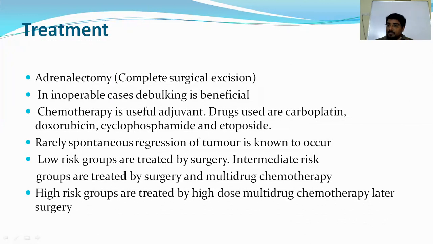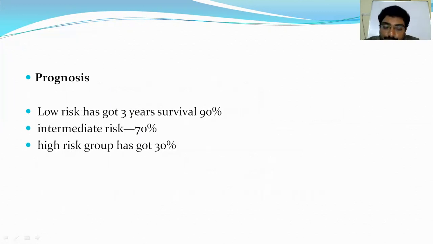If it is low risk, we'll go for surgery. Intermediate risk, surgery plus chemotherapy. And high risk, treated by high dose multi-drug chemotherapy and later surgery. This is the treatment. And prognosis: low risk, 3-year survival is 90%, intermediate risk is 70%, and high risk groups it is 30%.